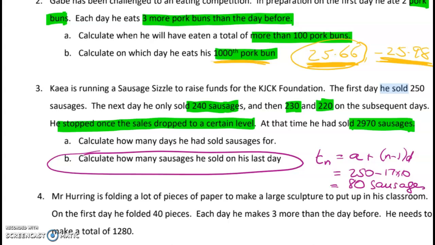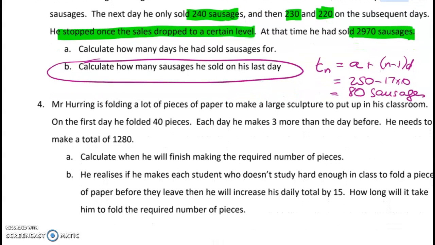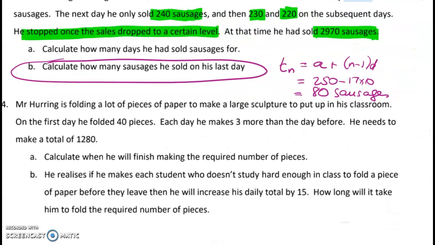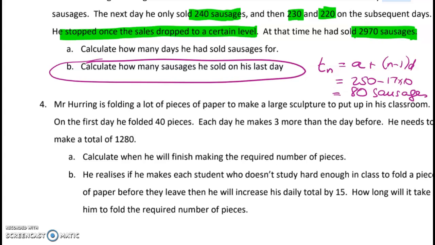Right, question 4, which was pretty funny. It's about Mr. Hurring and his origami, so clearly real life inspiration here. On the first day, Mr. Hurring folded 40 pieces of origami. Right now, I've seen him, and that's quite realistic, I think. Each day he makes 3 more than the day before, and he needs to make up to 1,280 bits of stuff.